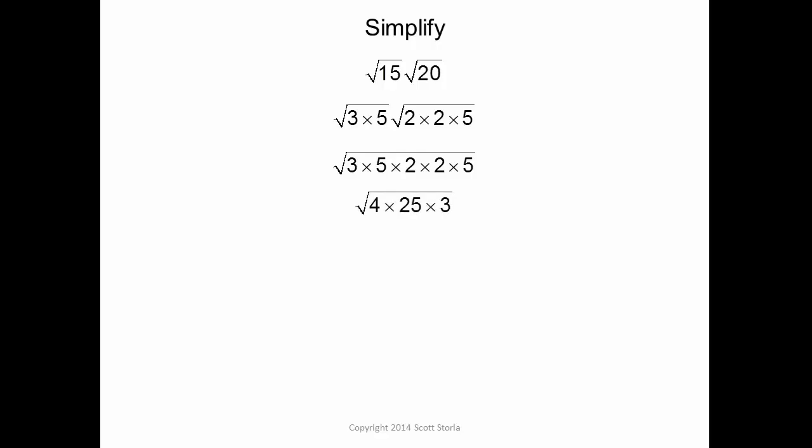Try this one. Here are my prime factorizations. I'd combine them as a single radicand. I have a factor of 4, and a factor of 25, and a factor of 3. And after using the product property and simplifying, I'll get 10 roots of 3.